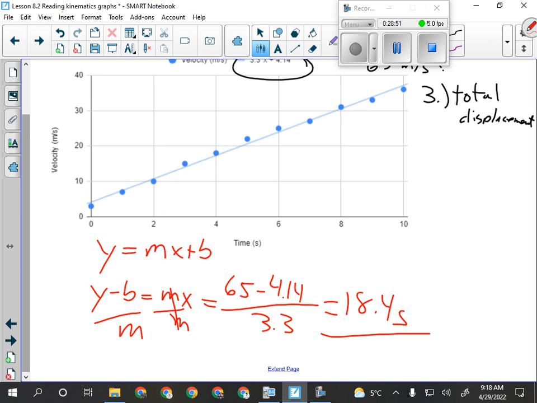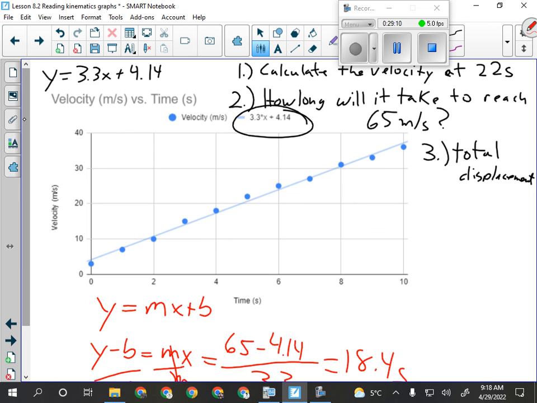Is that the same thing we did the first day we learned how to make graphs? It is. It's just using y equals mx plus b. You use y equals mx plus b for any linear graph. What it calculates is always different, but how you manipulate and use it is always the same. Okay. All right, for the last one, calculating the total displacement.